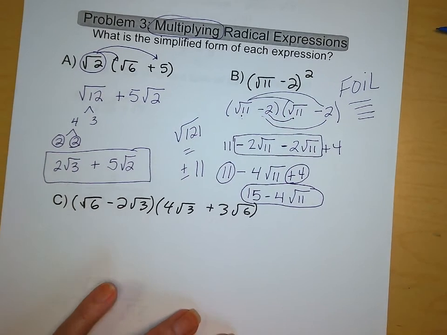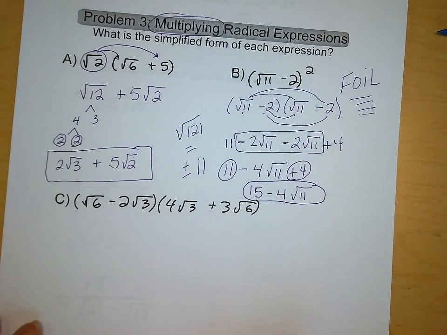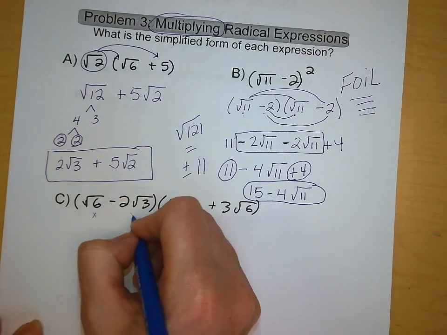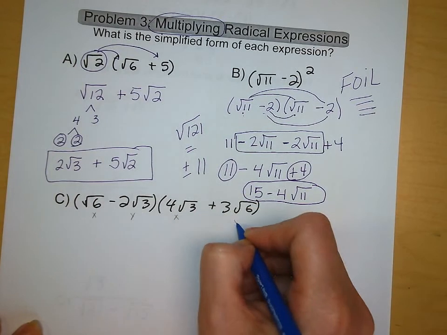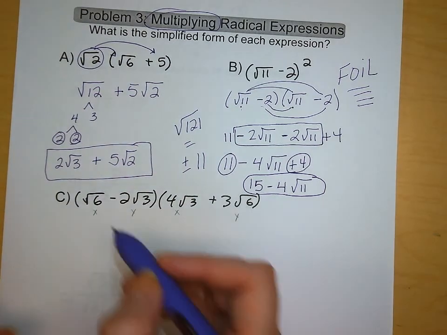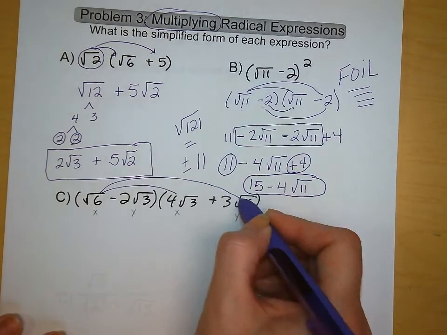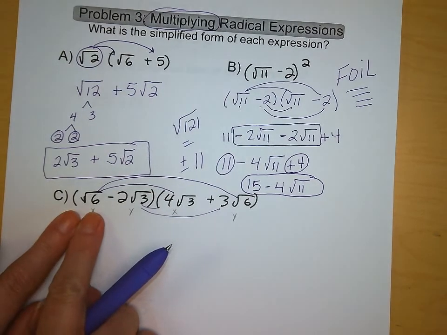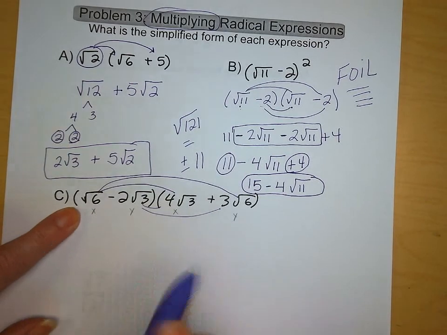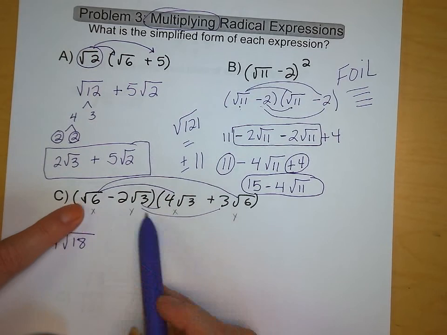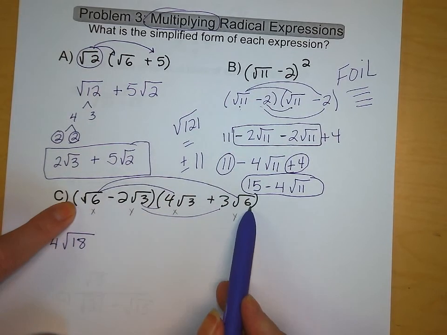Okay. Letter C gets a little more complicated because now we've got coefficients involved. However, we are still doing the same process. We are simply foiling it. We've seen this before. Only the numbers have changed. All right. Foil, foil, foil. So 4 square root of 3 times the square root of 6 is 4 square root 18. That's the first. The outer, square root of 6 times 3 square root of 6, is going to be 3 times the square root of 36.